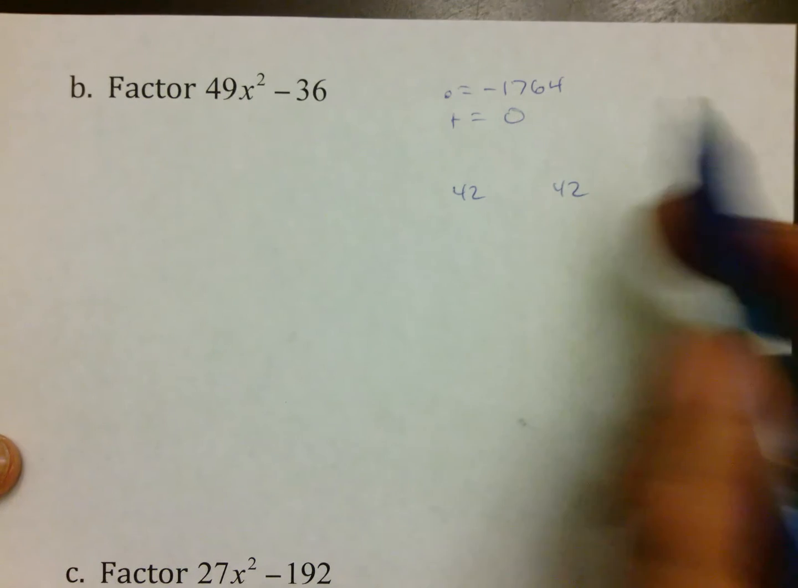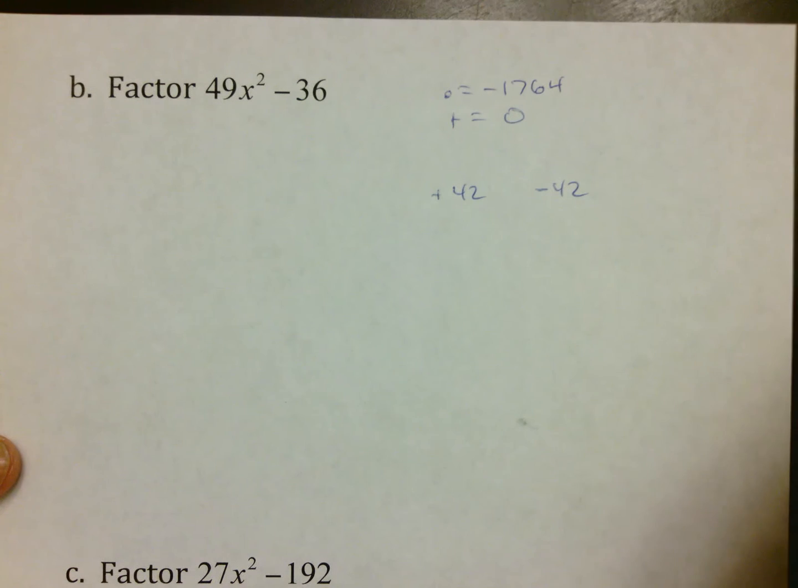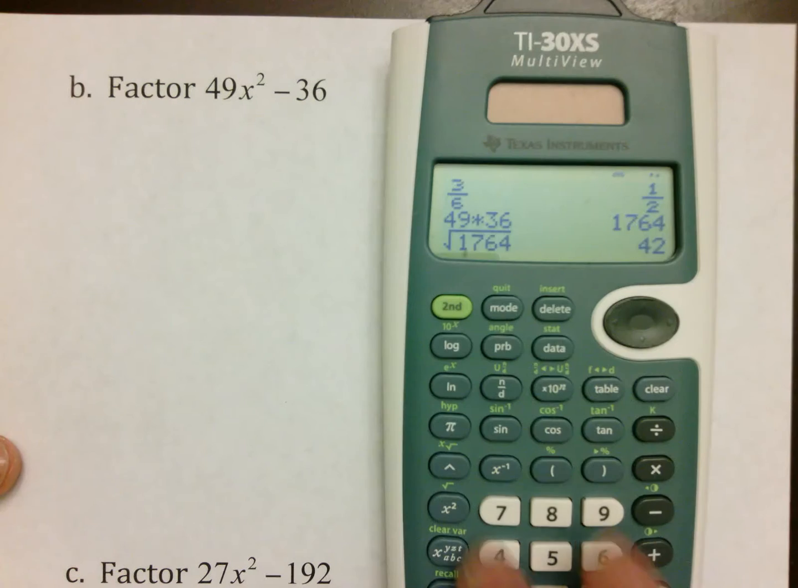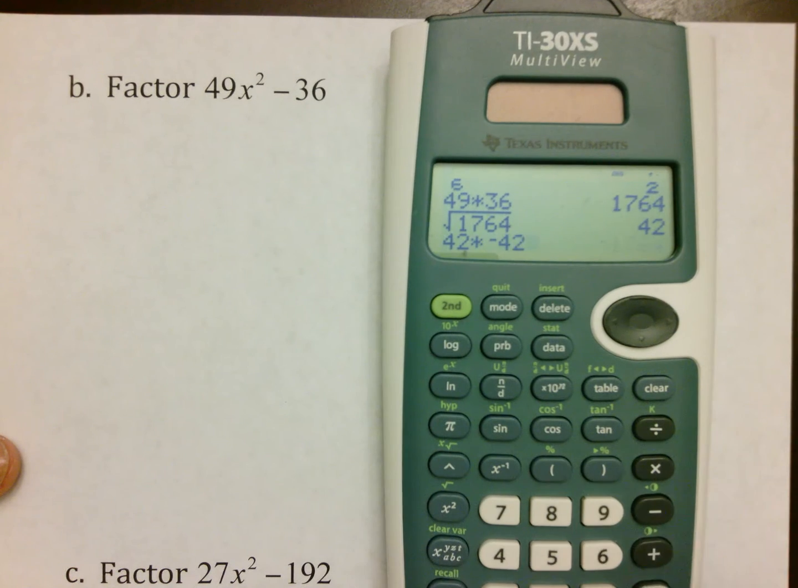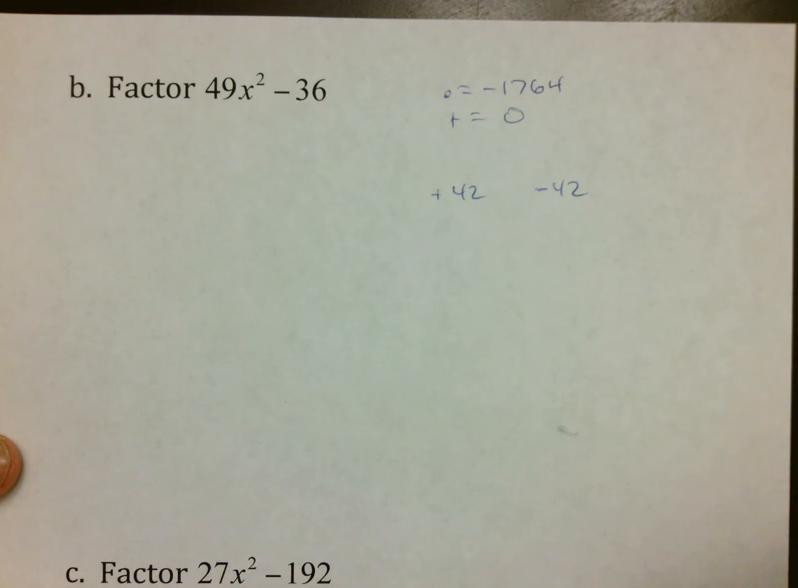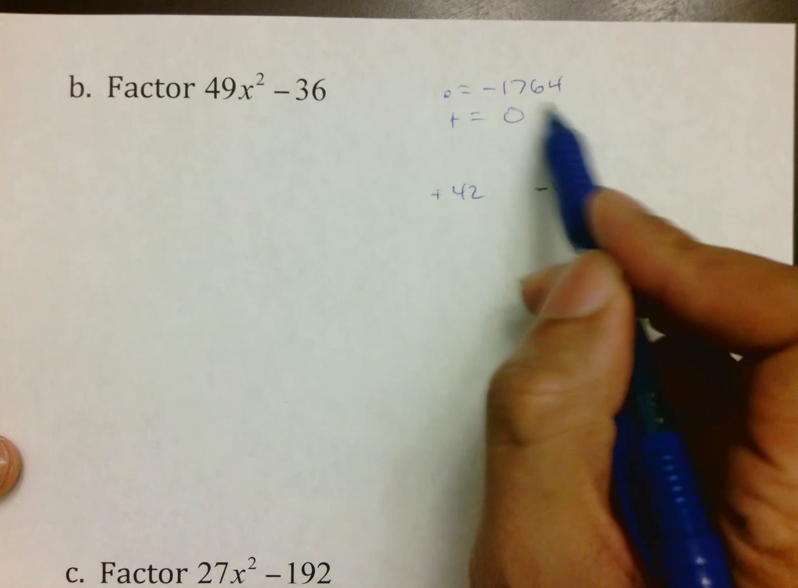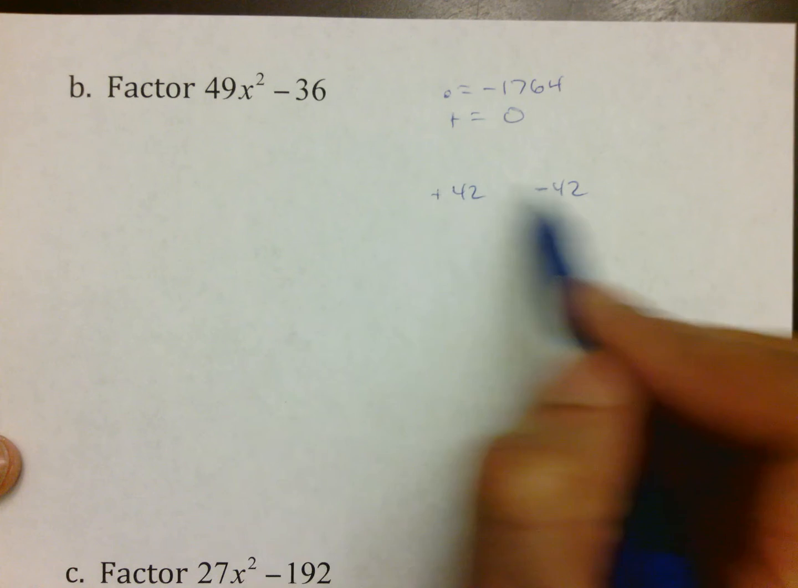The other thing we know is that because it makes 0, one of these should be a positive 42 and the other should be a negative 42. And just to show you, 42 times negative 42 equals negative 1764, which is what we want. So again, whenever you do this and it equals 0, the easiest thing to do is take the square root of that number, because that tells you what the number is.